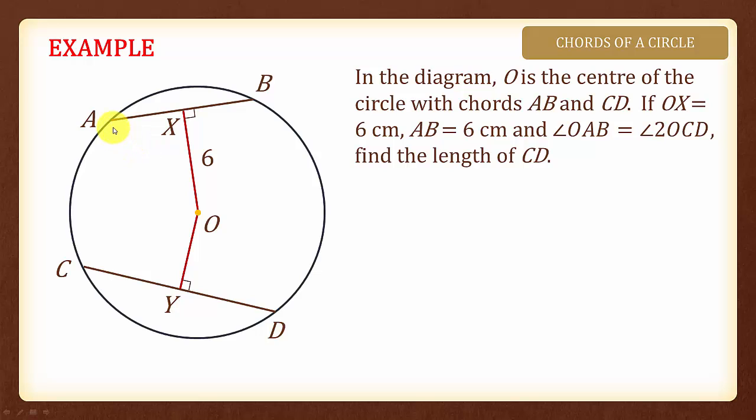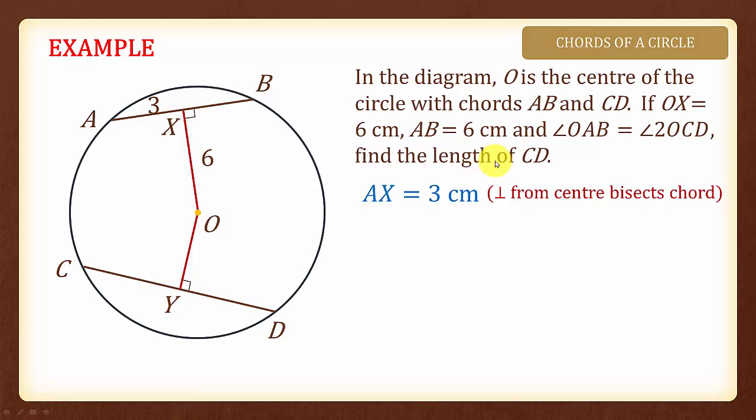First, we know that the length AX is actually equals to 3 centimeters because of the property perpendicular from center bisects chord. Now, this property states that if we have a perpendicular from the center to the chord, this perpendicular will cut the chord into half, and hence AX will be equals to 3 centimeters.